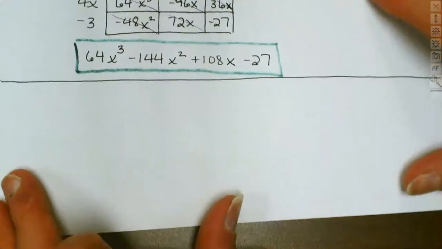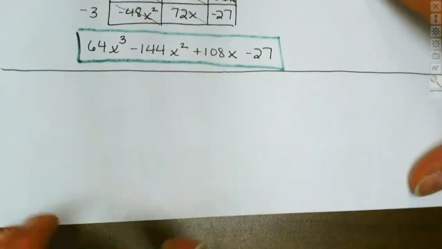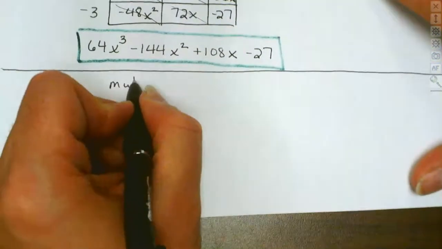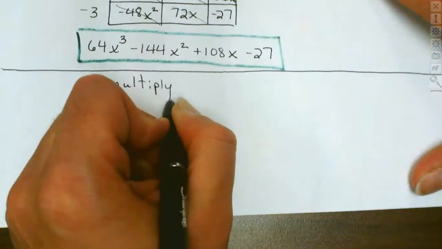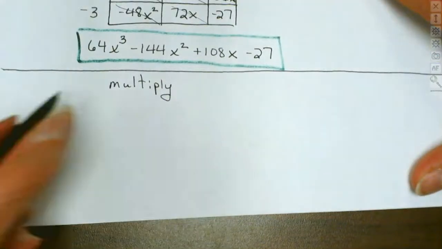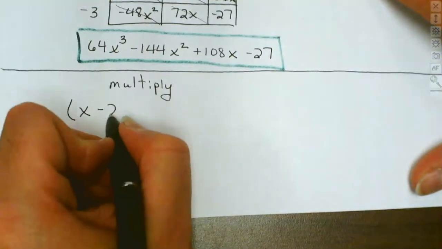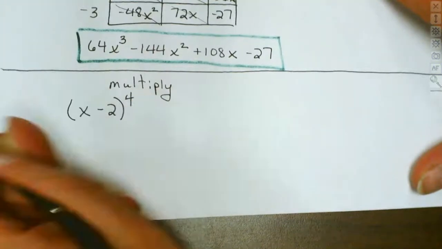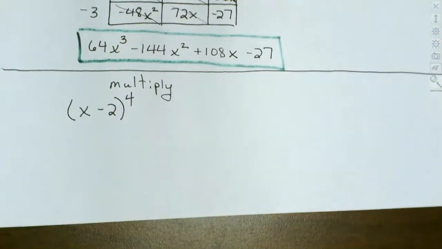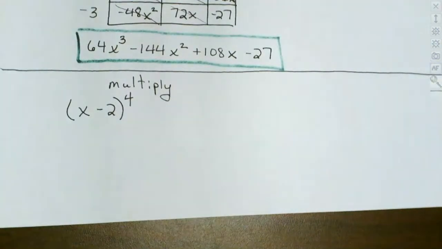So the next one I'm going to use smaller numbers on, make it pretty easy. And let's try to multiply. How about x minus 2 raised to the 4th power? And I'm trying to make it easier so we don't get huge, huge numbers here. So the numbers should all be fairly small.